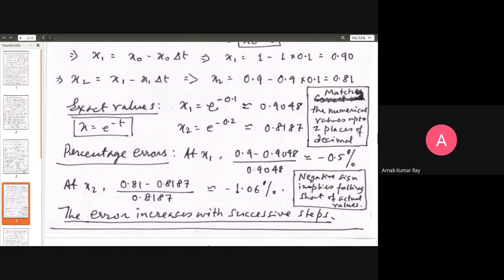At x2, numerical value minus exact value by exact value. Just remember that thing. People tend to mix up this or that and get wrong percentage errors, and you'll be asked in the examination to find percentage errors, right?